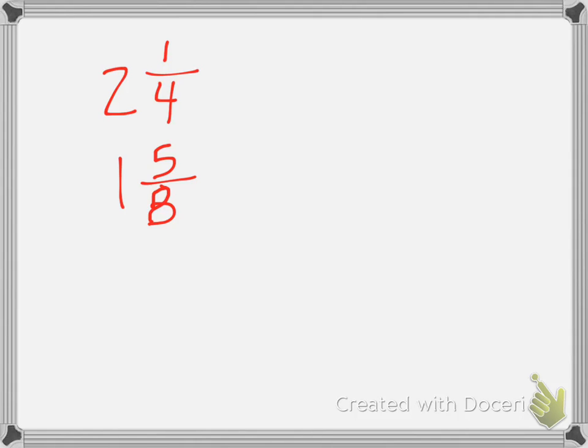So I already have the numbers down vertically, which is what we're going to do when we're adding mixed numbers. I take the information out, line it up vertically, and add. But since we're working with fractions, I've got to have a common denominator. I'm going to make my common denominator 8, because both 4 and 8 go into 8.